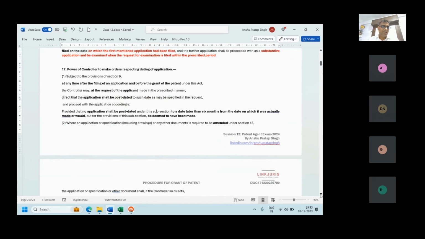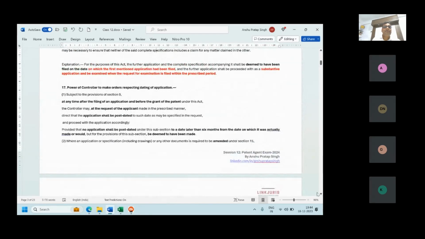17.1 talks about the post dating, and 17.2 also talks about the post dating. 17.1 was the post dating with respect to that any post dating should not be more than 6 months from the date on which it was actually made. And second, the post dating can be done by controller at the request of the applicant, subject to the section 9 provisions.